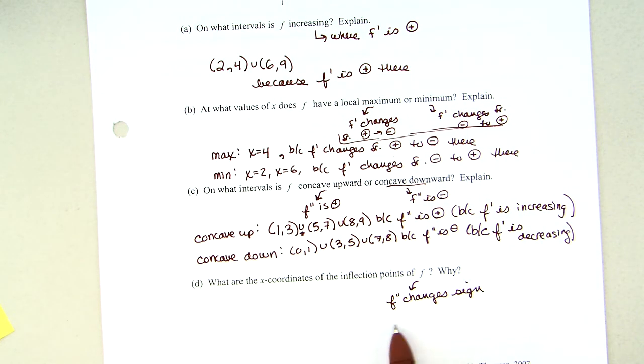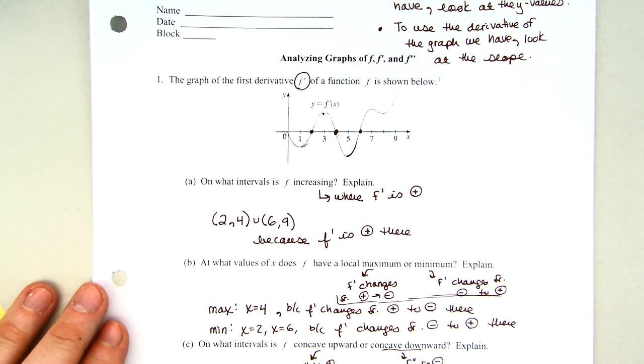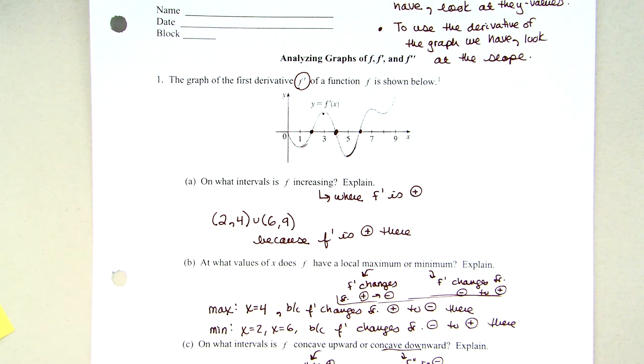I hope you said f double prime's changing sign. You have the graph of f prime. Where is f double prime? Hands, please, if you have an idea about this. You have f prime. How would you figure out where f double prime is changing sign? I want to know where f double prime changes sign.